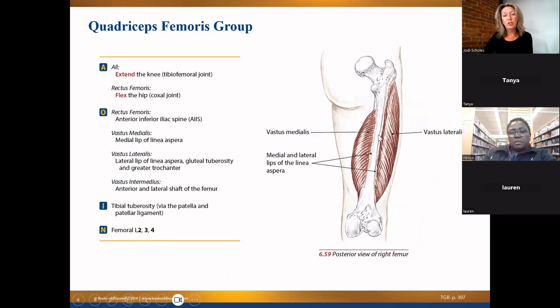Oh, I do want to mention the linea aspera, because now and then that name will come up. It's the attachment point for the muscle. So it's a part of the bone. It's a line. The linea aspera is the line where that muscle is attaching to the bone.